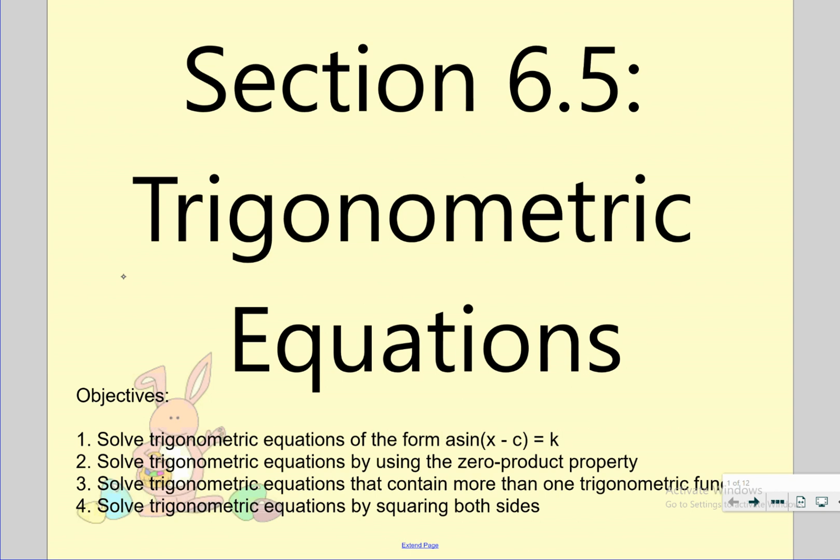Is there a quiz for this part of chapter 6? There is not a quiz. No, because it's just 2 sections. So we're just going to do 2 sections.